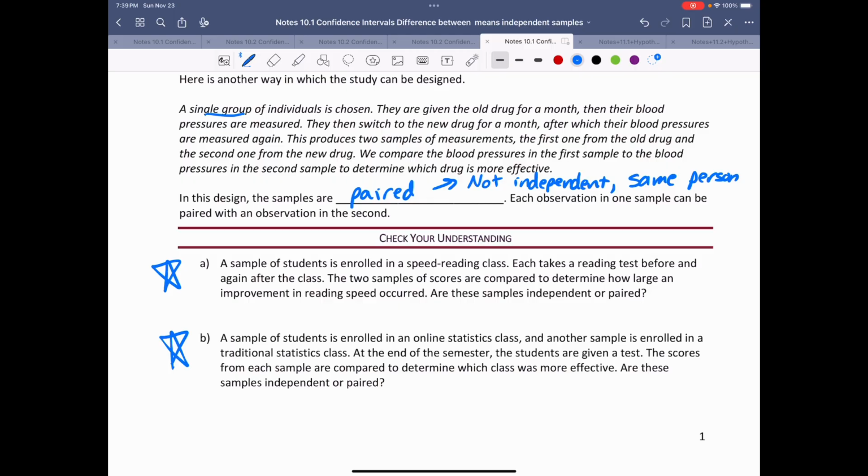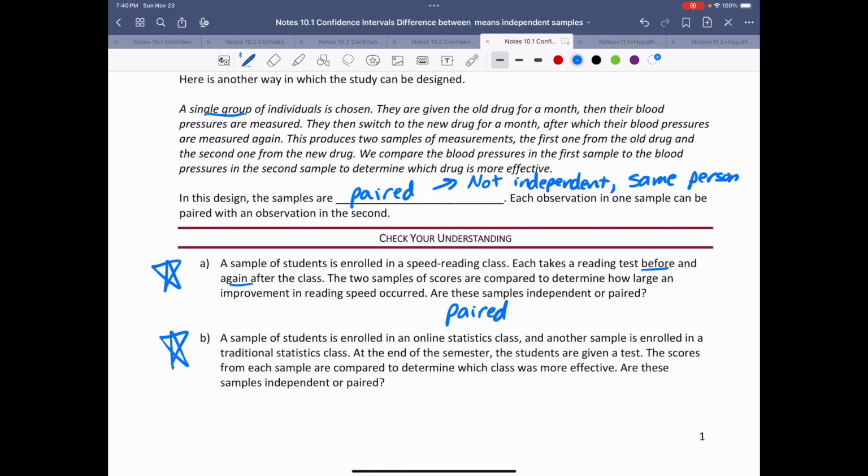All right, and in letter A, I've got a sample of students. I've got one sample. Each takes a reading test before and again after the class. The 2 samples are scored and compared to determine how large an improvement in reading speed occurred. This would be paired. You would be compared to yourself in that.